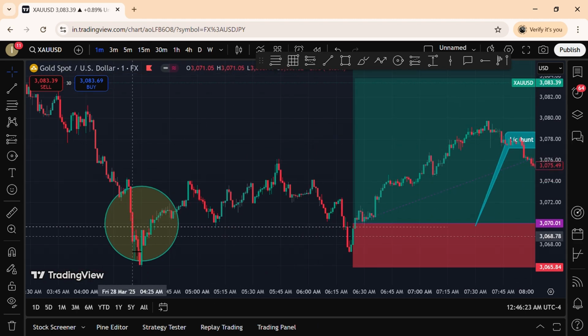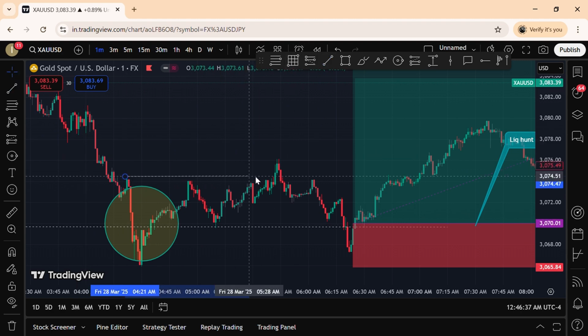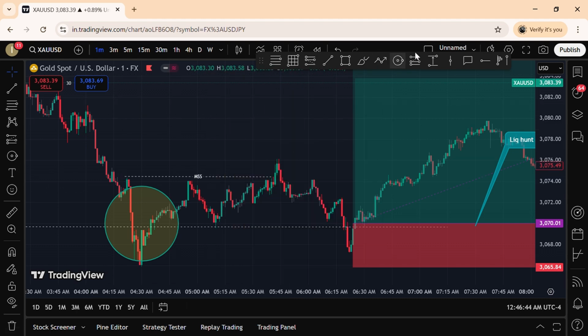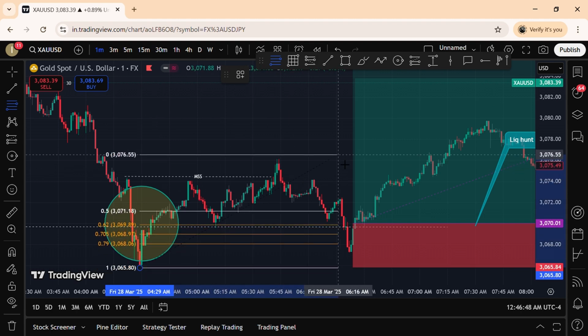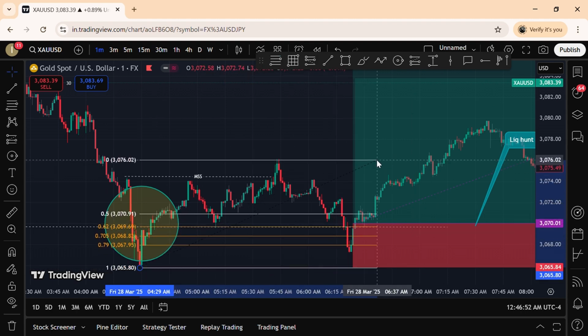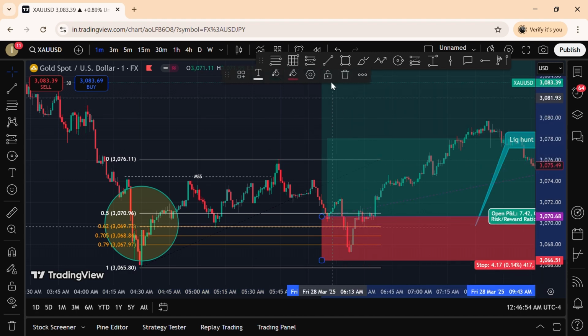So I marked that MSS area. See, price took this liquidity, made a market structure shift. So we don't see clear fair value gaps out there. So we just mark the fib retracement from the bottom to the top. So market came to a golden zone. You see the three golden lines in my fib retracement.